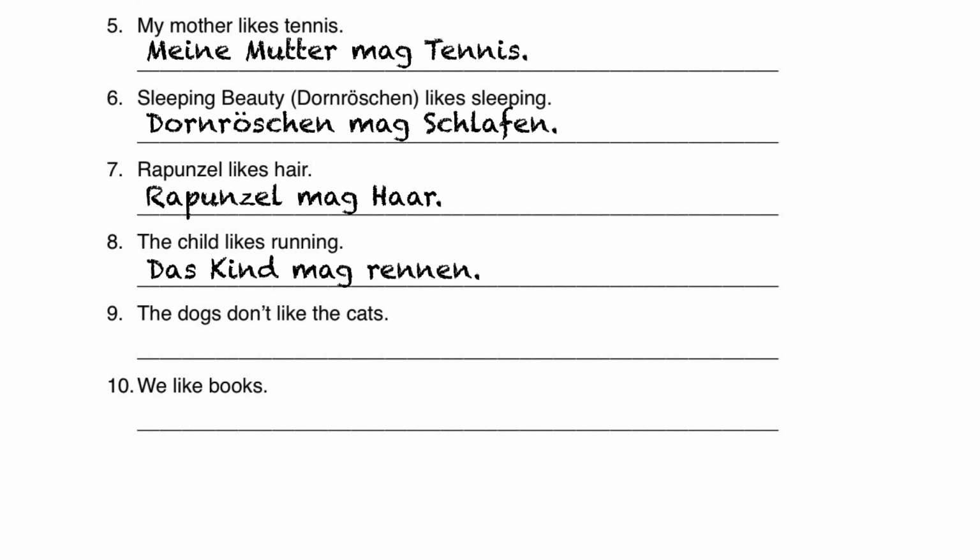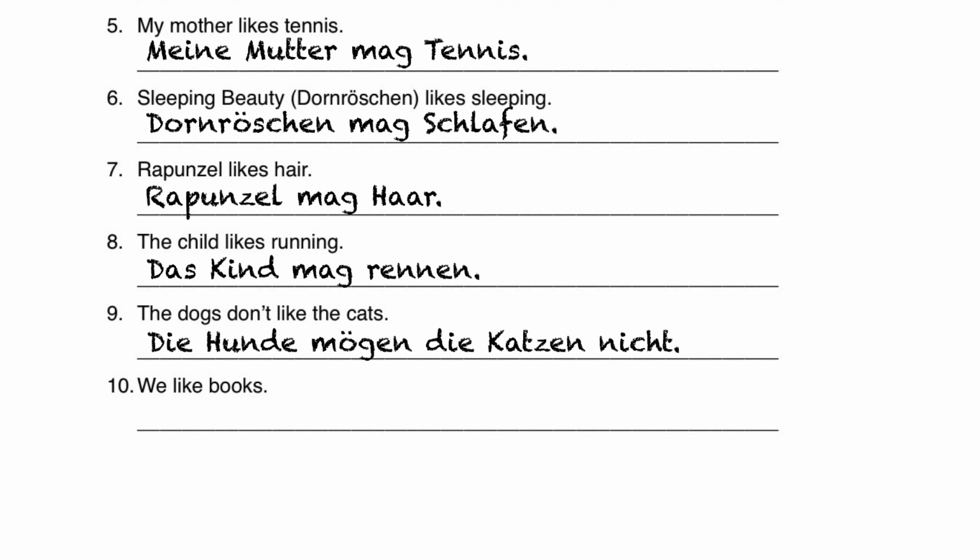If we capitalize rennen in this sentence, it might be confused with the noun Rennen, which means race. So if you would say it with a capital letter, it would mean that the child likes racing, which is slightly different. Nummer 9. The dogs don't like the cats. The plural for dogs is die Hunde, and the plural for cats is die Katzen. So we have to say here, die Hunde mögen die Katzen nicht.